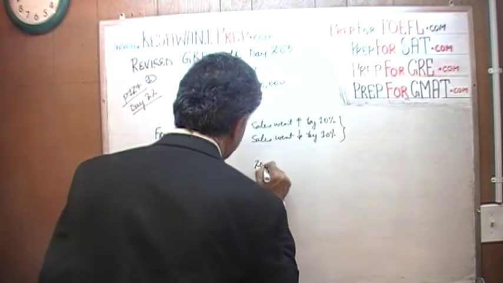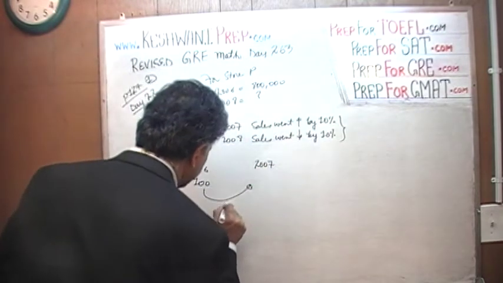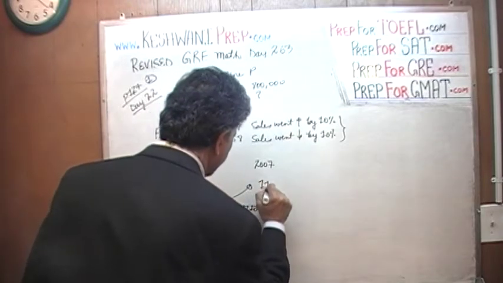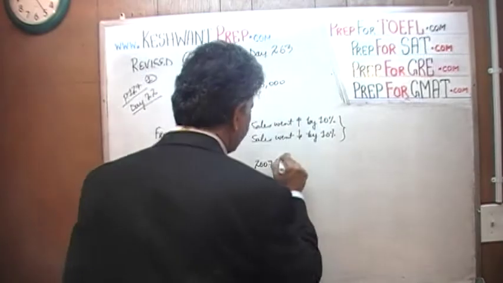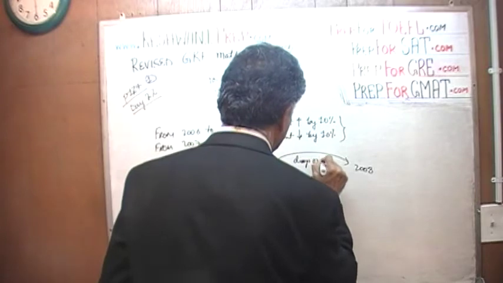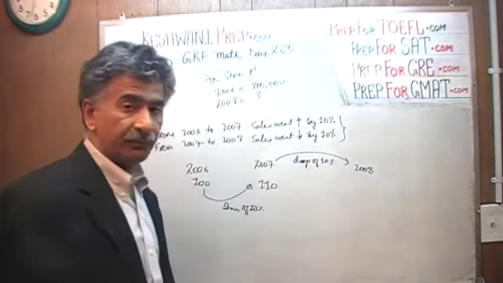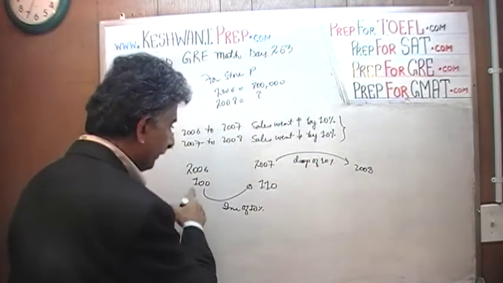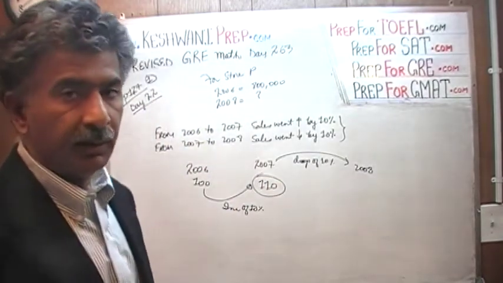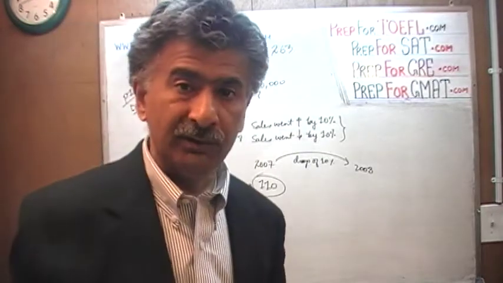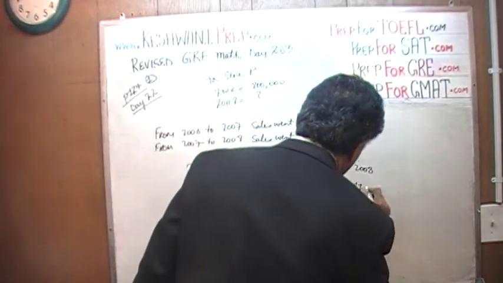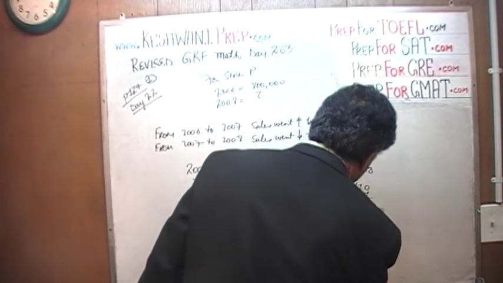In 2007, an increase of 10% means that we will go up to 110. And what happens the next year, from 2007 to 2008? We have a drop of 10%. A drop of 10% of what? Not 10% of 100, but 10% of 110, because we are at 110 now. A drop of 10% of 110, so it becomes 110 minus 11, which is 99.